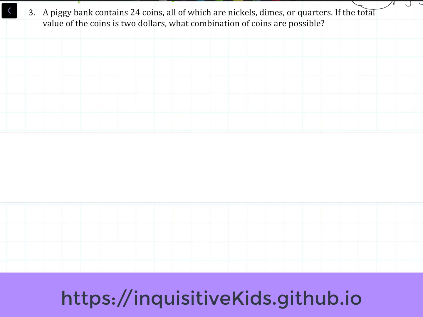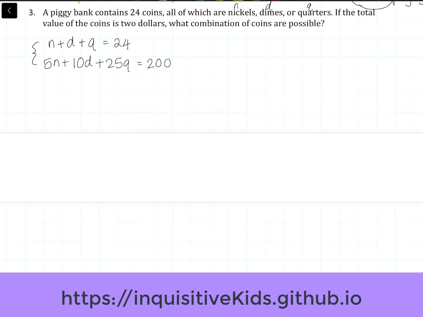If the total value of the coins is $2, what combination of coins are possible? The first step is to write this as a Diophantine equation. Let's set the number of nickels as n, the number of dimes as d, and the number of quarters as q. n plus d plus q will have a total of 24 coins. And if we write their values in terms of cents, we have 5n plus 10d plus 25q is equal to 200.